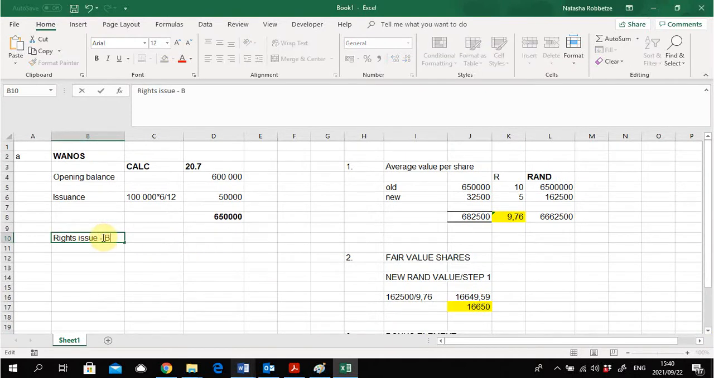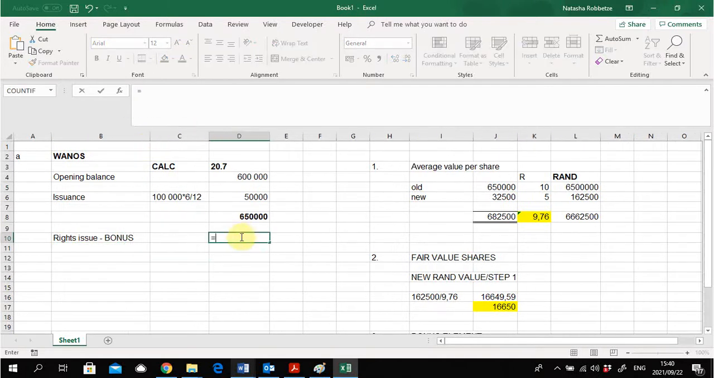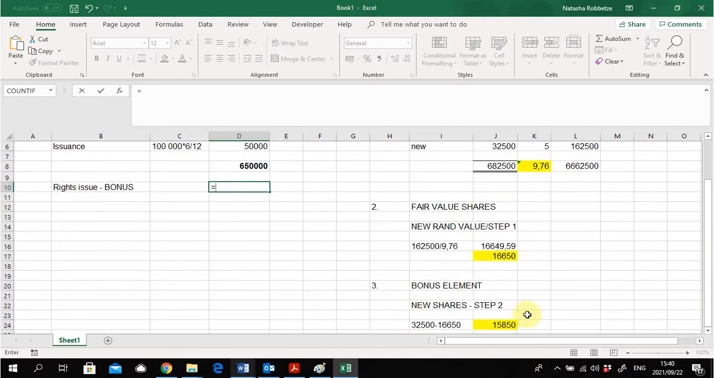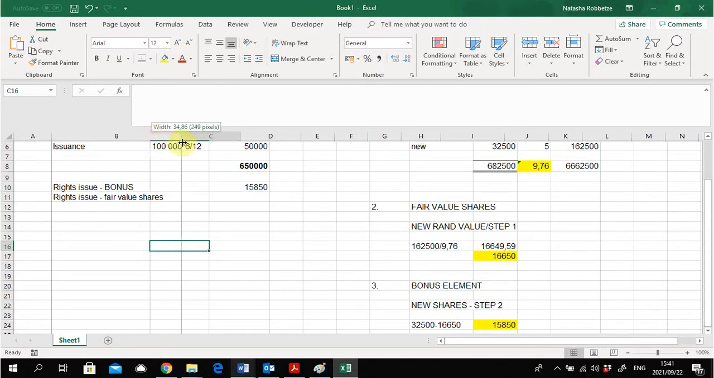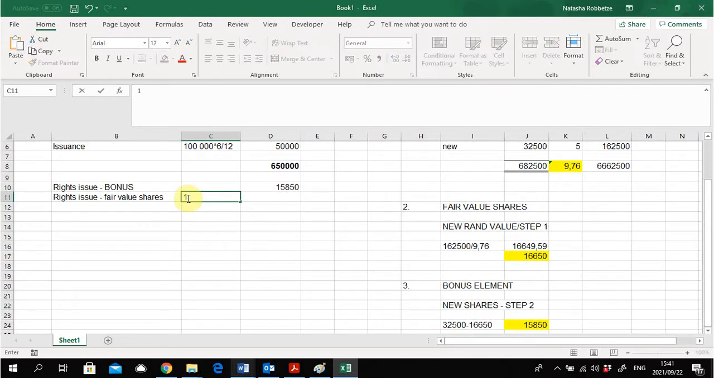So the first thing I'm going to do is just show the bonus. And for the current year, we just use the bonus element as we've calculated it. And I'm just going to copy it in there. Then we have the fair value, the rights issue, the fair value shares. And here we need to take our fair value shares, which was the 16,650, and we need to times it by the number of months. So this was done when? 1 March, so it's March, April, May, June. 4 months.